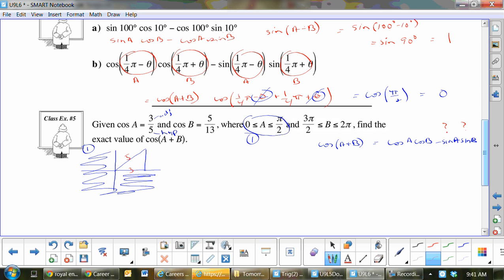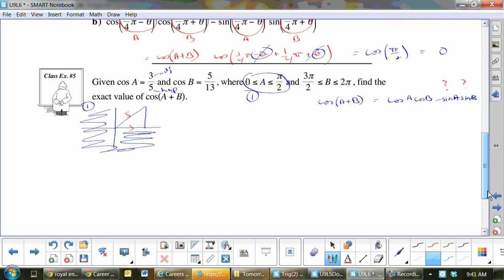So I've got a friend. He's not really my friend. I've never met him. He's called Pythagoras, and he will help me find that other side. Why do I need it? Because sine equals opposite over hypotenuse, right? Therefore, I will have what sine A equals. Okay? So this would be y, right?